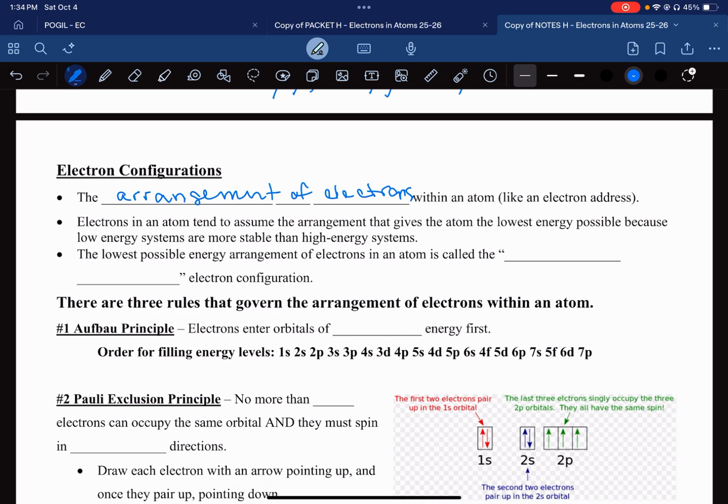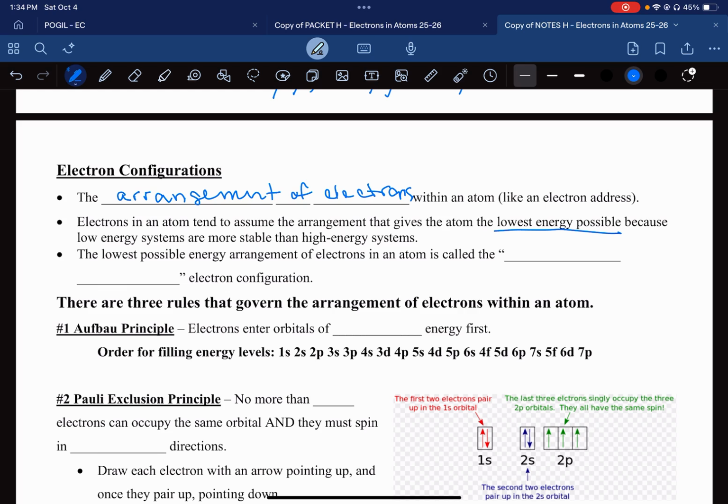Electrons in an atom tend to assume the arrangement that gives the atom the lowest energy possible because low energy systems are more stable than high energy systems. We've been really talking about this since, I don't know, it wasn't the first day of school, but pretty close. Our electrons like to be stable.